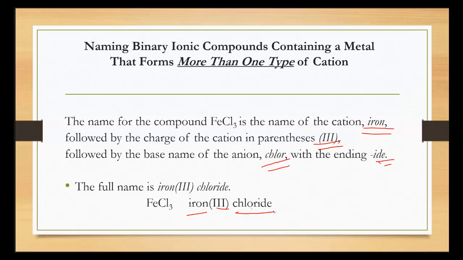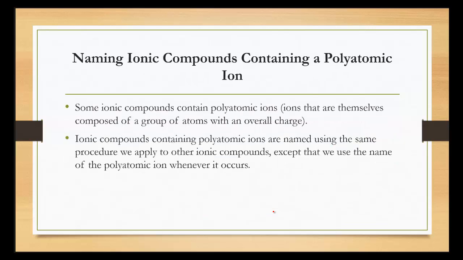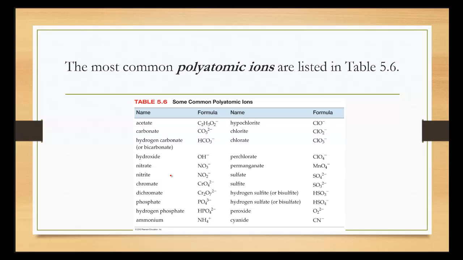Some ionic compounds contain polyatomic ions, ions that are themselves composed of a group of atoms with an overall charge. Ionic compounds containing polyatomic ions are named using the same procedure we apply with the ionic compounds, except that we use the name of the polyatomic ion whenever it occurs. So that name doesn't change. Here, for instance, we have carbonate, CO3. If we see CO3, it's going to be carbonate. It's not going to change any kind of form of the word. Chlorate: if we see ClO3, it will be chlorate. It's not going to change the name.